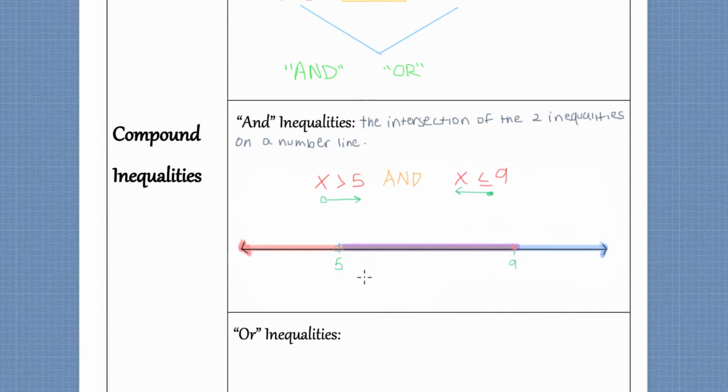And so when we write out our solution, it's going to end up saying that 5 is less than x, which is less than or equal to 9. So this right here is our solution. This inequality states exactly what the purple section has: the 5 is not included in the solution, but the 9 is, and also everything in between. So everything greater than 5 and everything less than or equal to 9 is part of the solution. That's what that states.